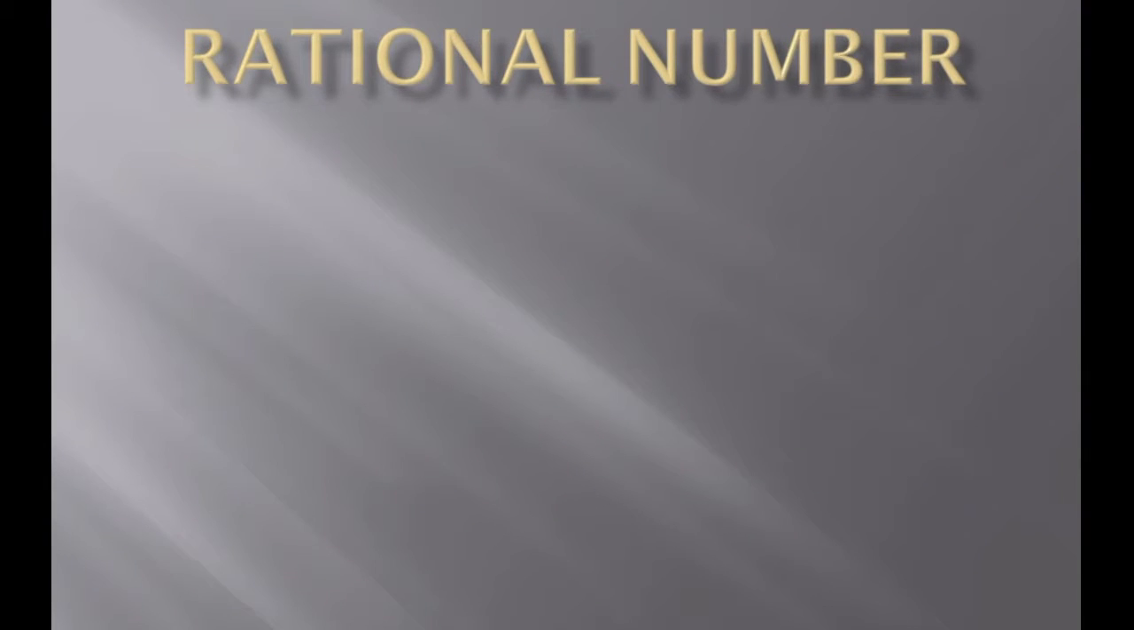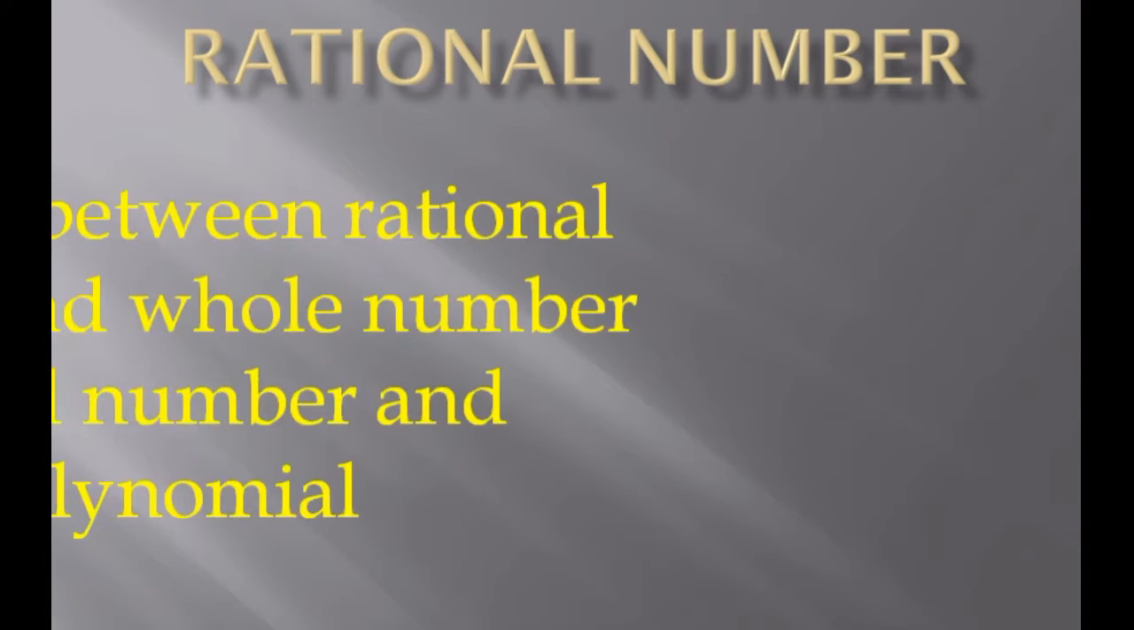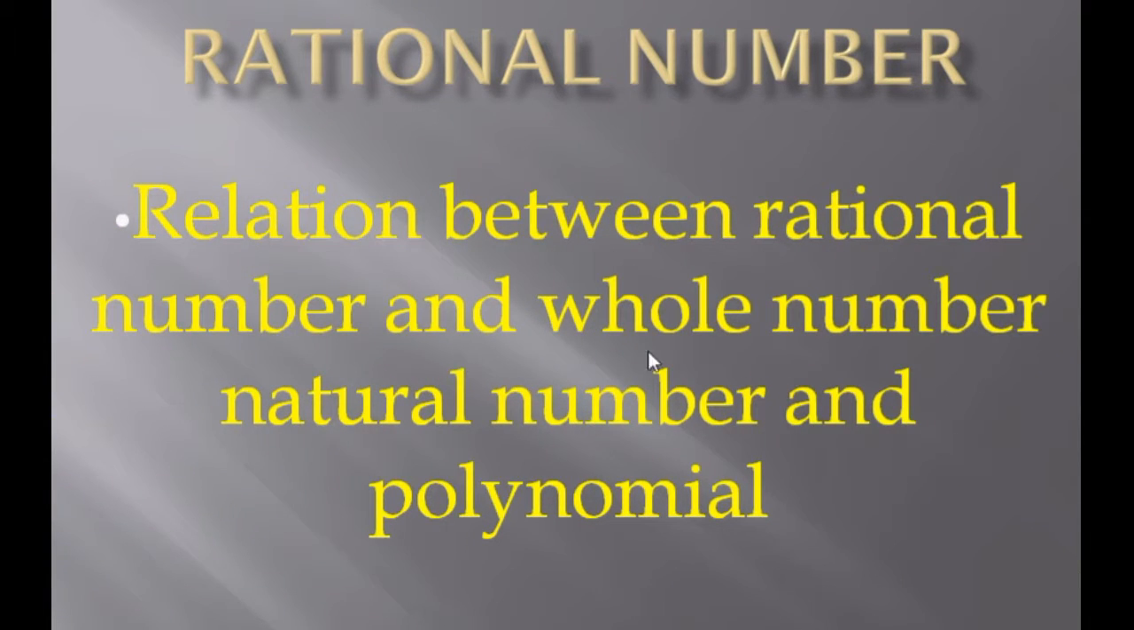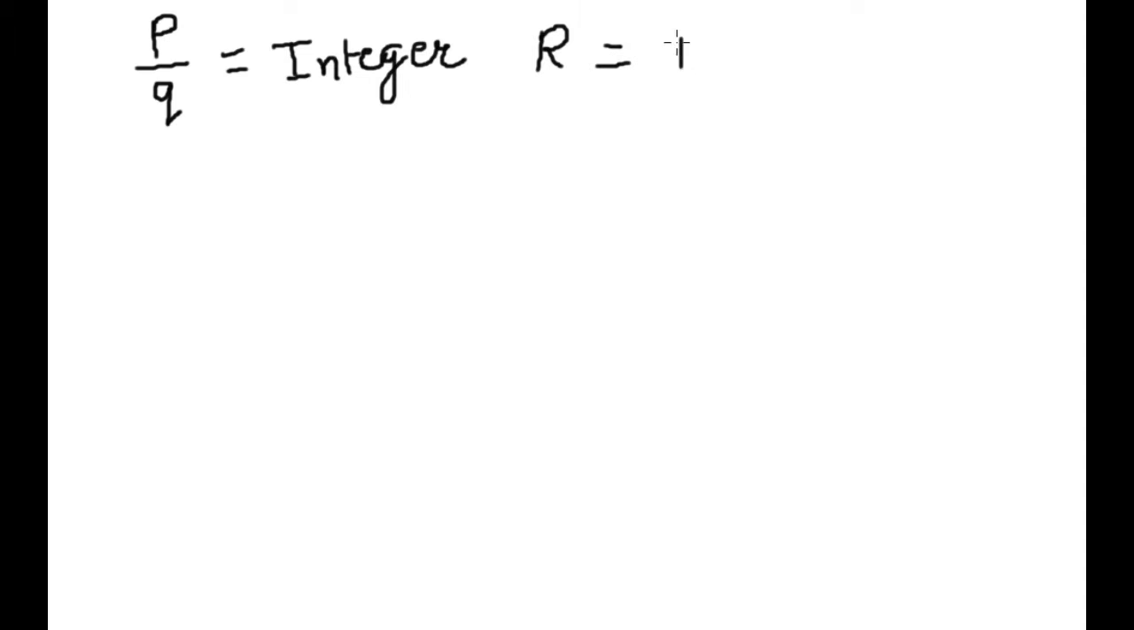Today we will see the relation between rational number, whole number, natural number and polynomials. So let's start. We know the definition of a rational number. A rational number is in the form of p by q, where p and q both are integers. So here is the direct relation between rational number and integer. So one relation is here.